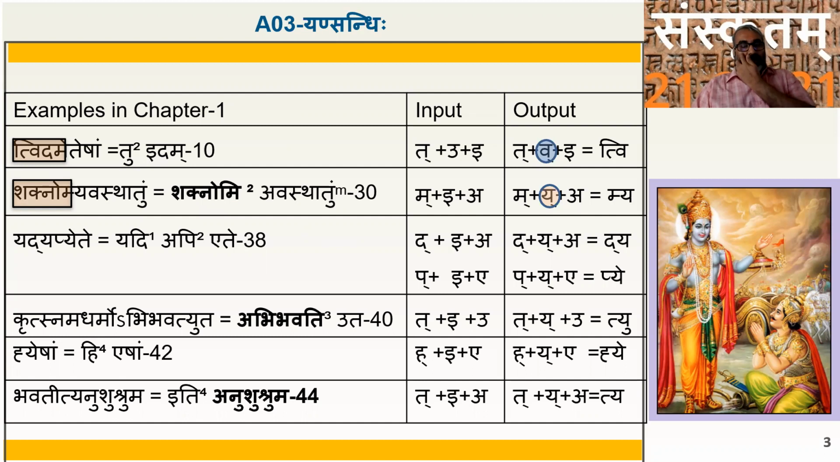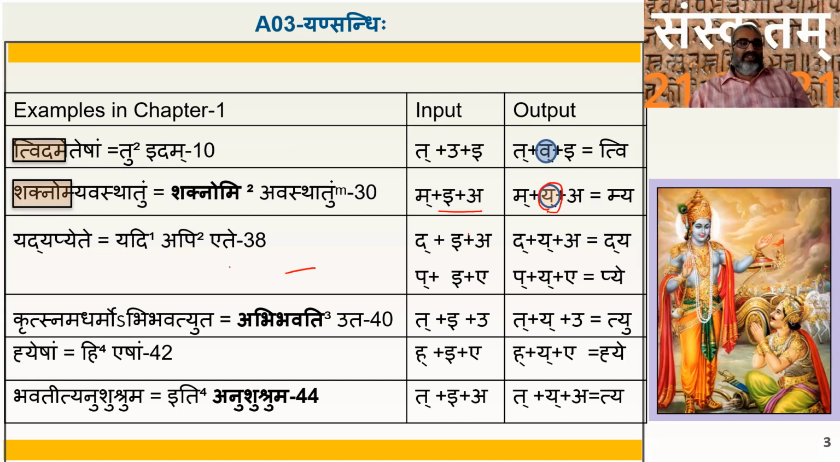Similarly, when you look at Shaknomi avasthatum, Shaknomi plus avasthatum, Brahmativa cha me manaha, this is the 30th sloka of Bhagavad Gita. Here also we have Shaknomi plus avasthatum, which is mi plus a. So the input is i plus a. Because of the process, it becomes yakaram.